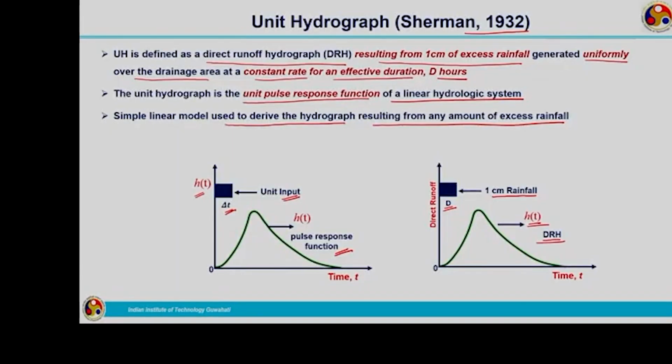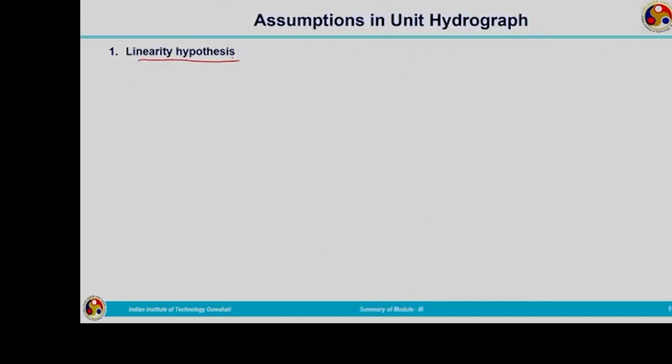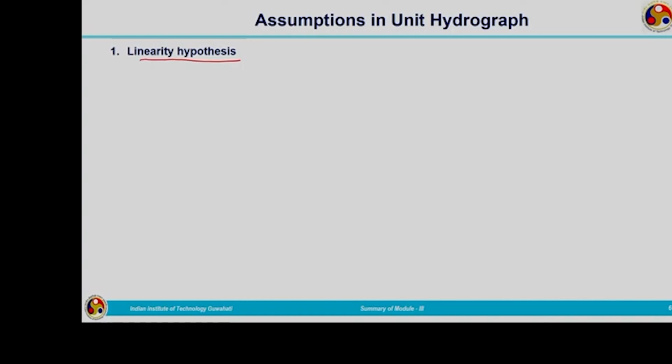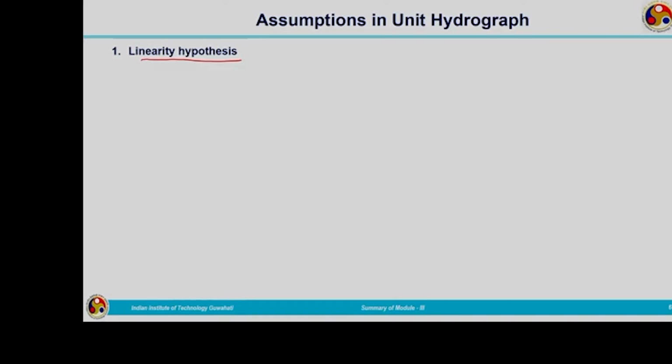Now, we need to understand the assumptions made in the hydrograph theory. The first one is the linearity hypothesis. If you are assuming the catchment as a linear system, it should behave as a linear system. Actually, it is not linear. For example, if there are many storage components present in the catchment, then the system cannot behave linearly, because initially the storage components have to be satisfied. Only after that will runoff be produced at the outlet. So, if you assume the processes or the system to behave linearly, then it will not happen.